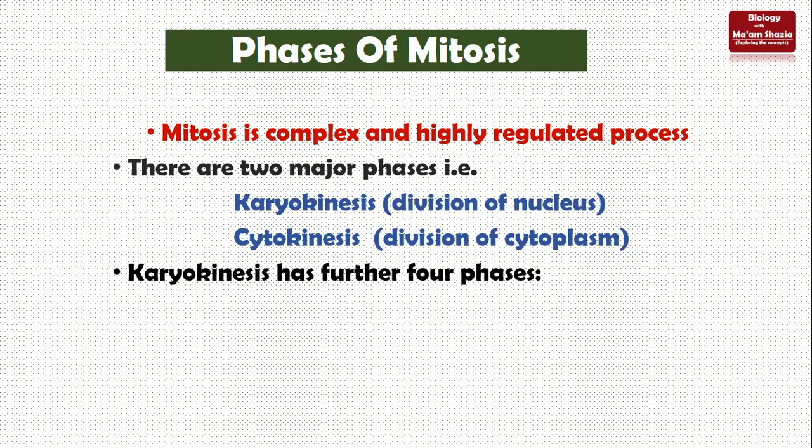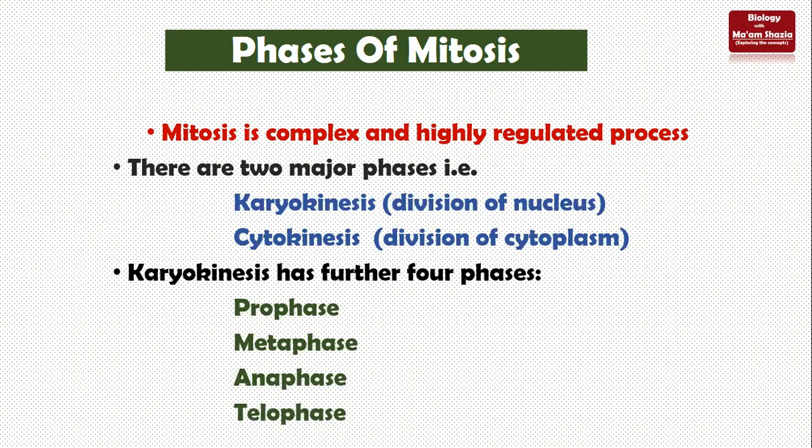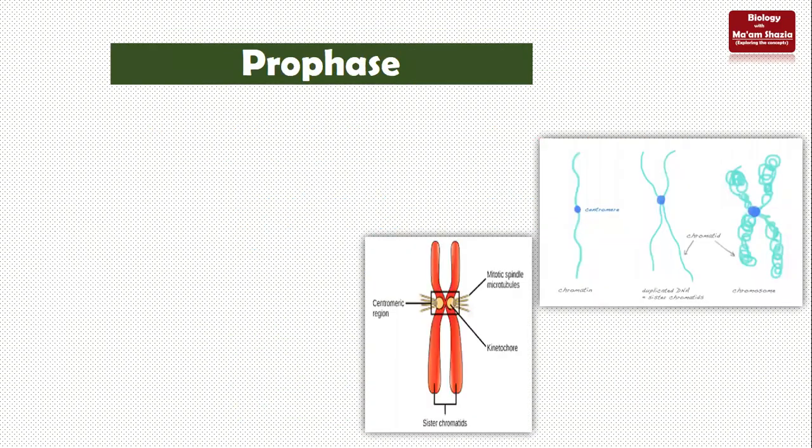In mitosis, most of the time we are concerned with karyokinesis. Karyokinesis is divided into four phases: prophase, metaphase, anaphase, and telophase. Prophase, metaphase, anaphase, and telophase. You need to learn all these things. It is better to learn through these slides because they are highly simplified. So, let's start with the very first phase of mitosis, that is prophase.